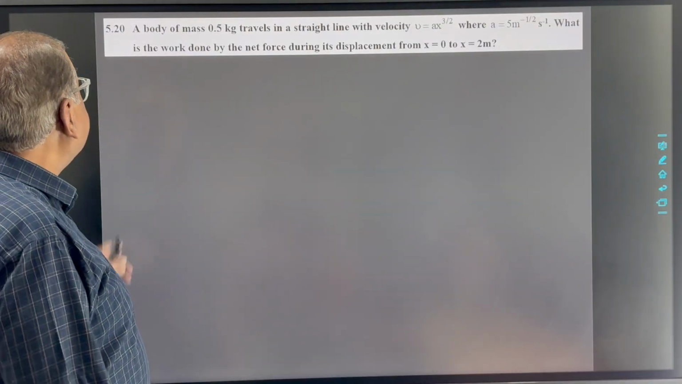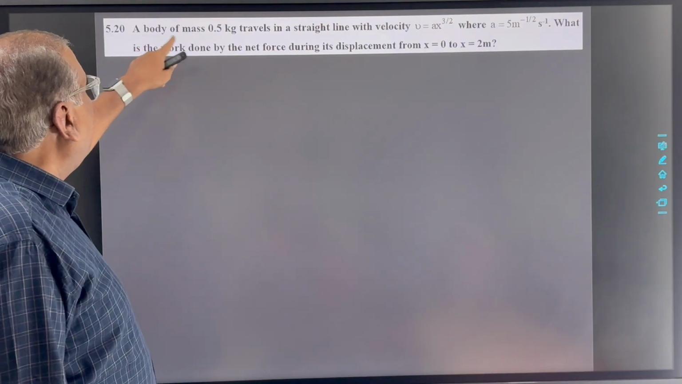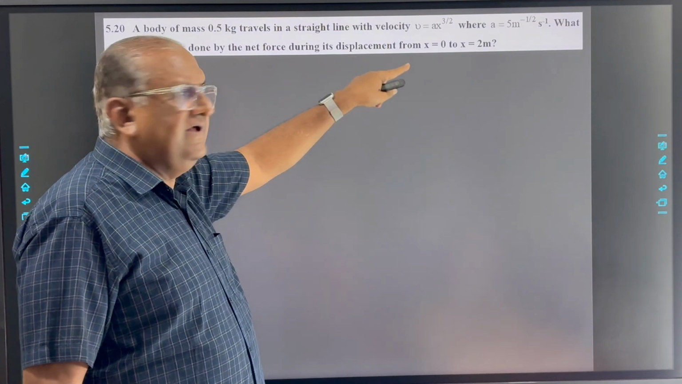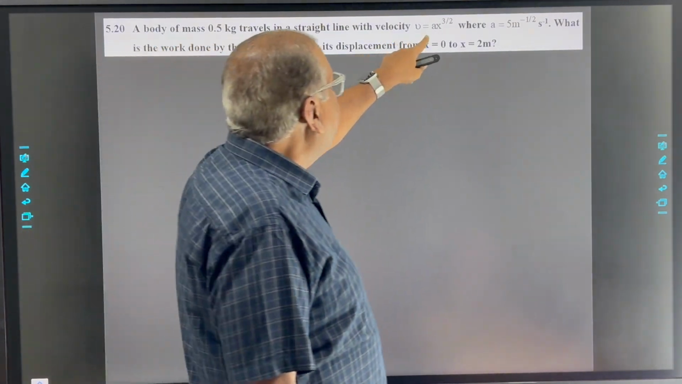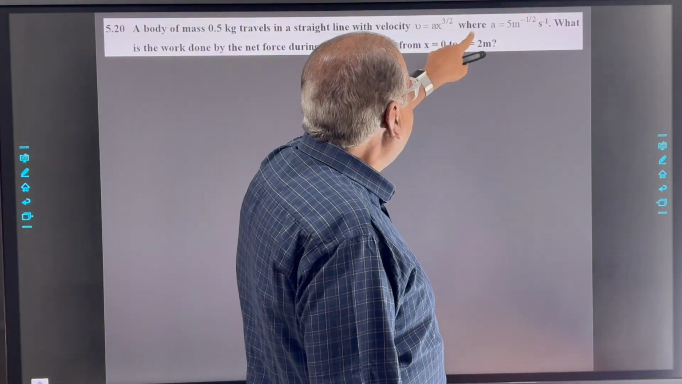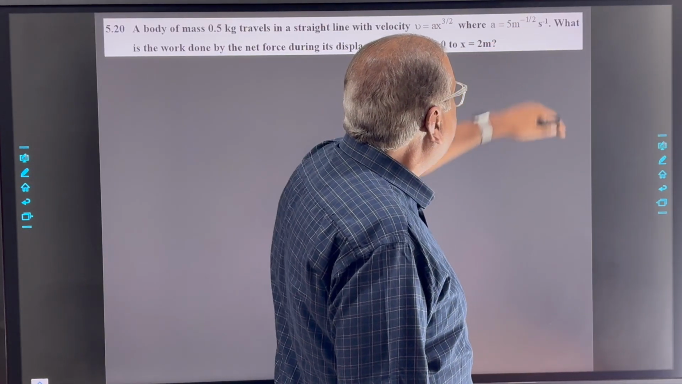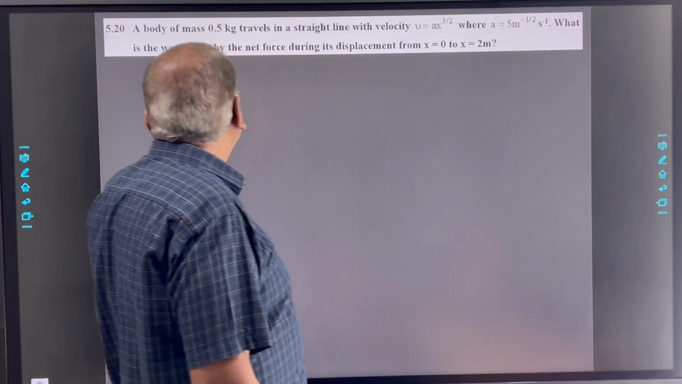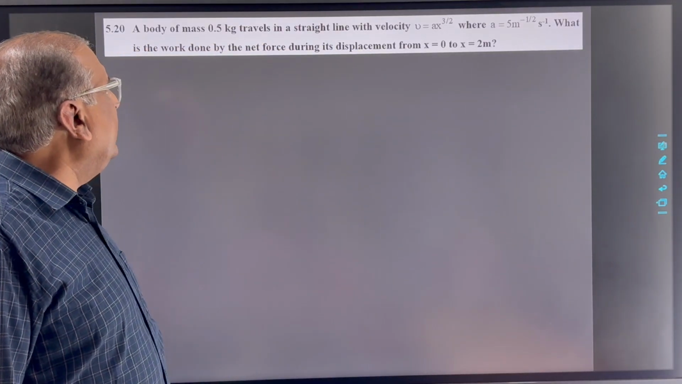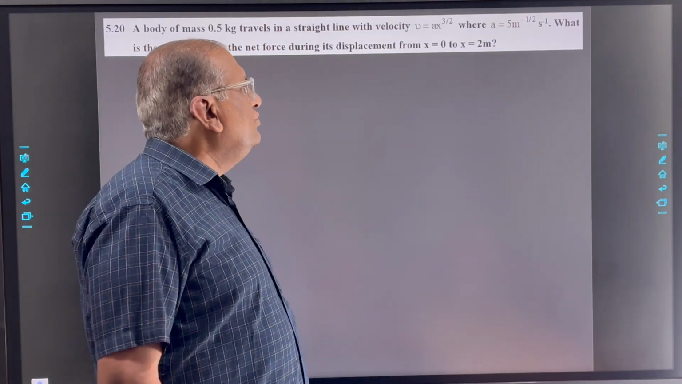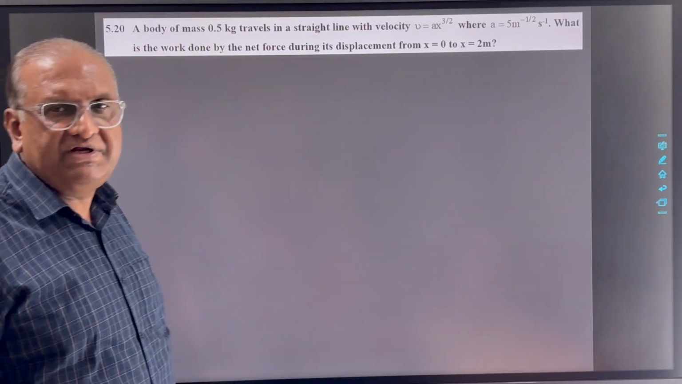Now exercise 5.20. A body of mass 0.5 kg travels in a straight line with velocity v equal to ax raised to 3 by 2, where a is equal to 5 meter raised to minus 1 by 2 s raised to minus 1. What is the work done by the net force during its displacement from x equal to 0 to x equal to 2 meter?